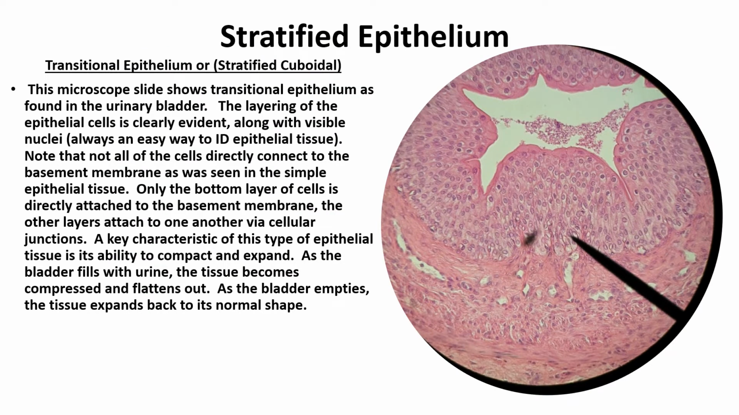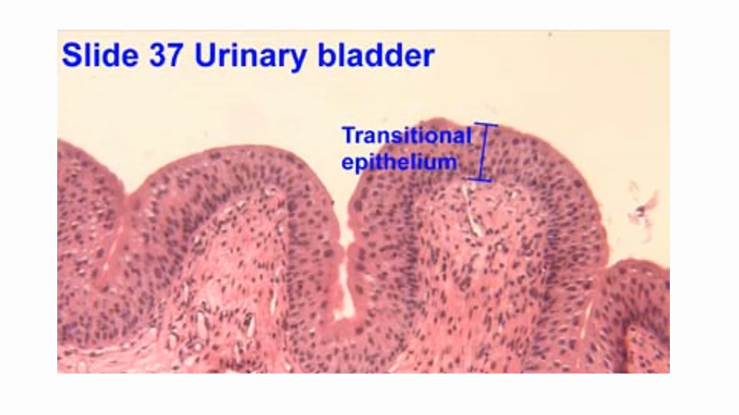Here's stratified epithelium, but this is the stratified cuboidal, or what we call transitional epithelium, because this is located in the bladder, with the idea being when the bladder is empty, these cells expand and fill the opening of the bladder, but when the bladder is full, then these cells all become compressed with the urine pressing up against them. Once the urine leaves the bladder, then they expand back out again. That's stratified cuboidal, or we call it transitional because it transitions between being squished and expanding.